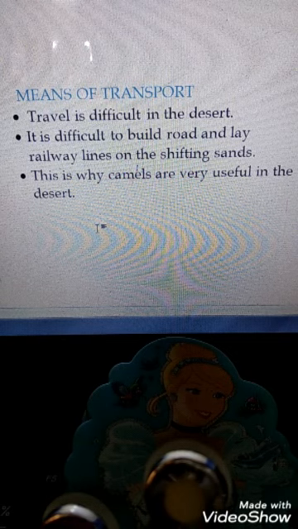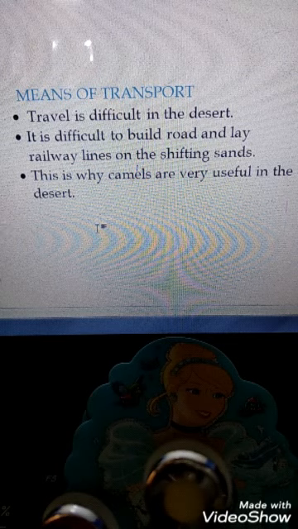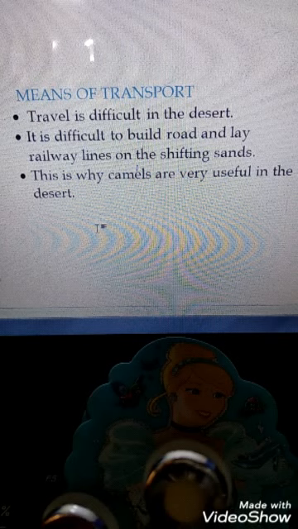A camel can move easily in sand, and it can remain without water for many days.